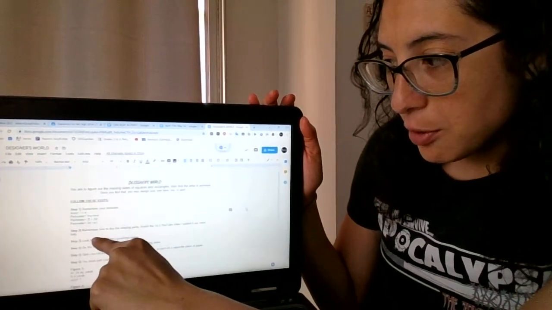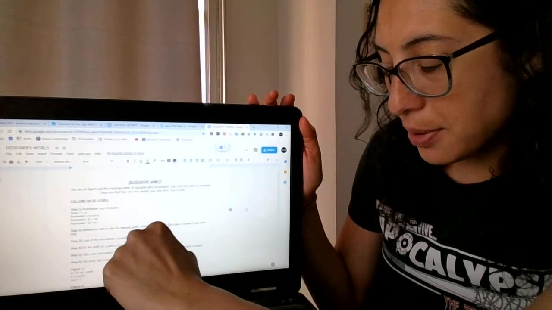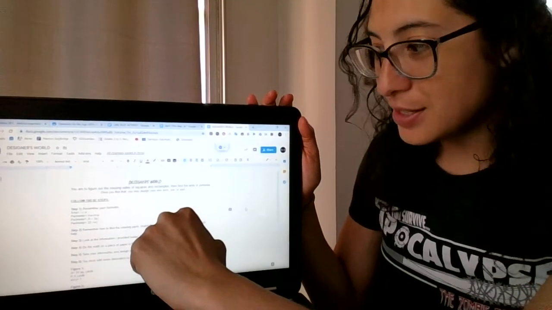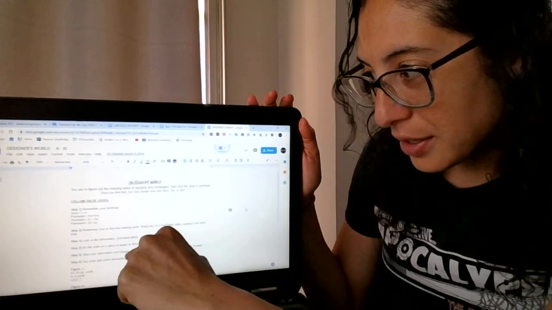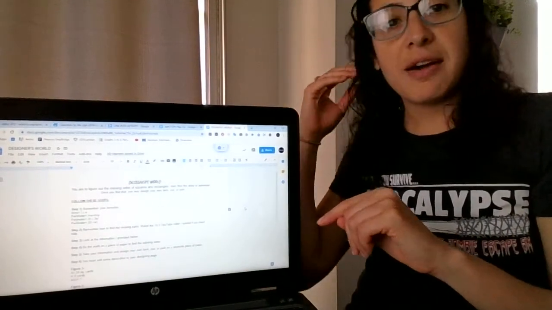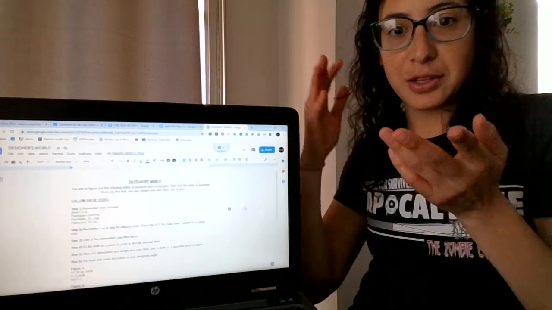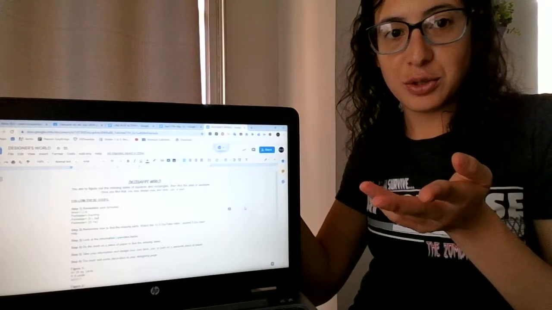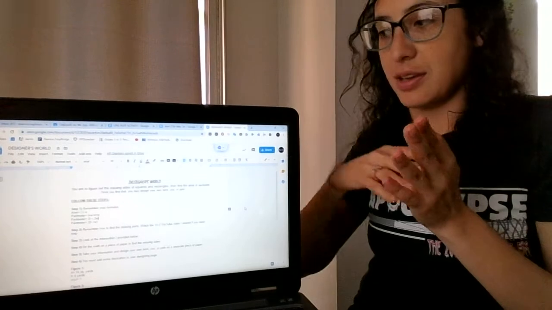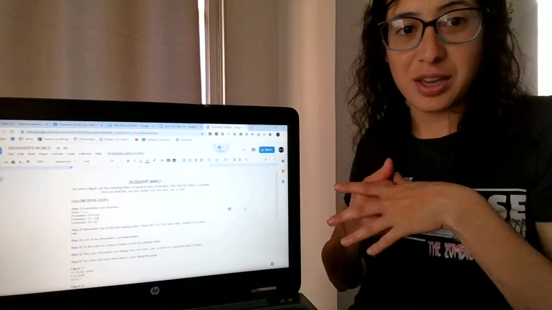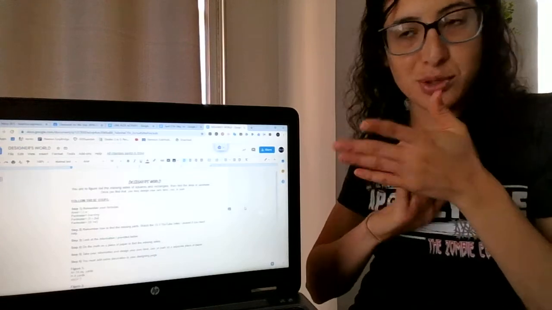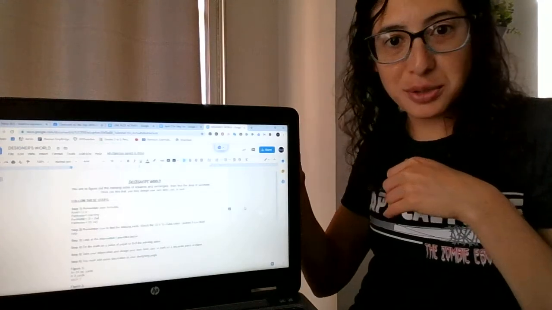Step 2, remember how to find the missing parts. Watch the 15-3 YouTube video I posted if you need help. So remember, if you have the area and you're missing one of the sides, you divide. If you have the perimeter and you're missing one of the sides, it's a little more work. You have to add, then subtract, then divide by 2.